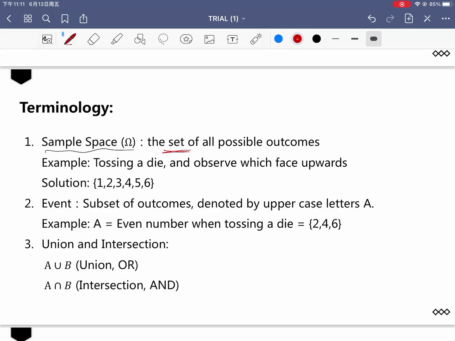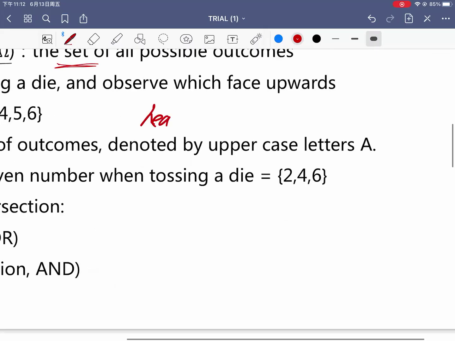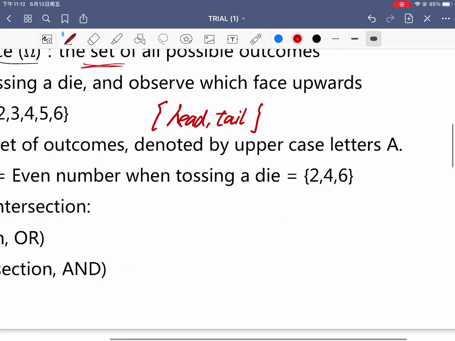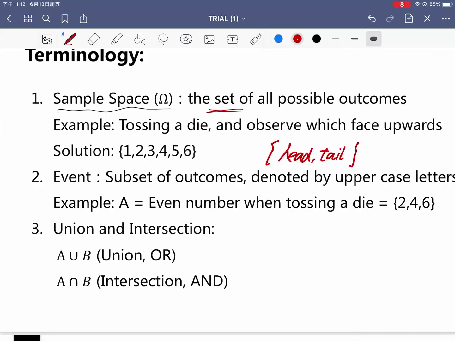Another example of sample space might be tossing a coin. In that case, we might get a head and a tail, and putting that into a set, we are going to get a sample space. And one thing to notice about sample space is that we often tend to use the Greek letter omega to denote the sample space. Okay.